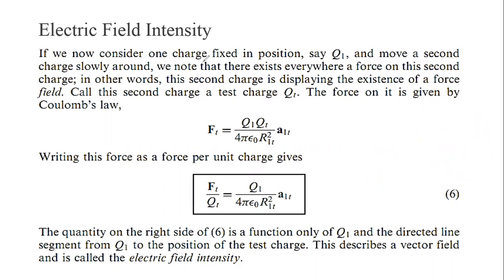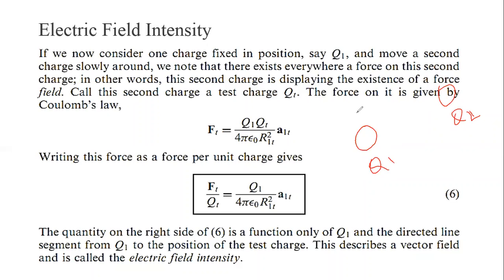If we now consider one charge fixed in position, say Q1, and move a second charge slowly around, we note that there exists everywhere a force on this second charge. In other words, this second charge is displaying the existence of a force field. Call this second charge a test charge Qt. So the force on it is given by Coulomb's law. Ft, the force on the test charge, will be equal to Q1 Qt divided by 4 pi epsilon naught R1t whole square into a1t.